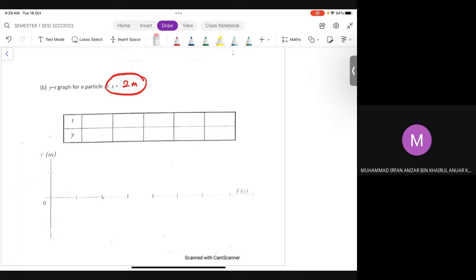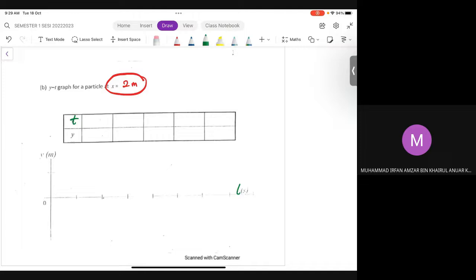Maksudnya dalam kes awak ni, partikel awak ni kayu je lah. Saya letak kayu. Kayu tu tak kisahlah dia kena ombak ke, tak kena ombak ke. Dia 2 meter je. Dia tak akan bergerak ke tempat lain. Okay. So, the same equation that we will use but now is t. They ask you about time.